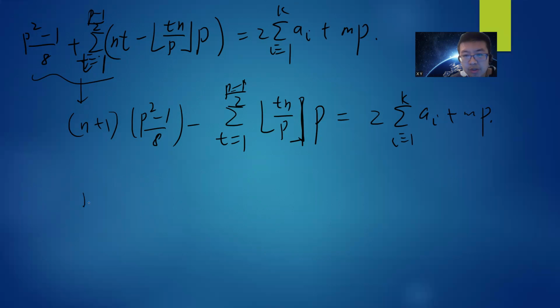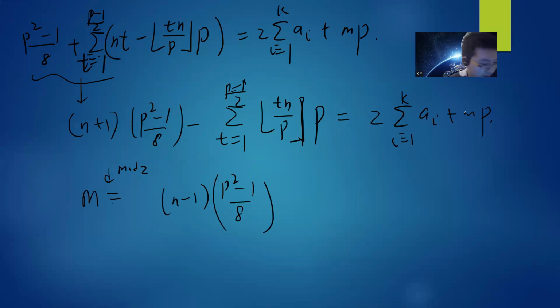So these are the equations. And finally, I just write M. Because P is odd, I can mod 2. So if I mod 2, this can be (n minus 1)(P minus 1) divided by 8. If I mod 2, I don't care about this, then I will get the following. So minus 1 can be plus.